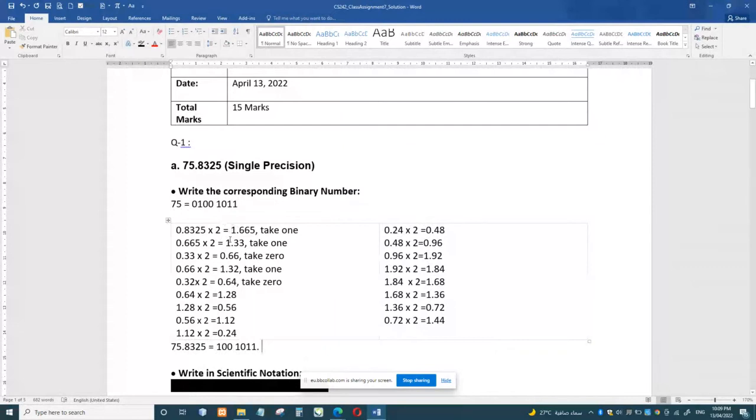Then this is 1101. So 1101. Then 0101, then 000. Then this is 0, then this 0, then this 0. So 000. Then 4 ones, 1111. Then again 01. So that's our total representation of the fractional value 75.8325. Are you following?